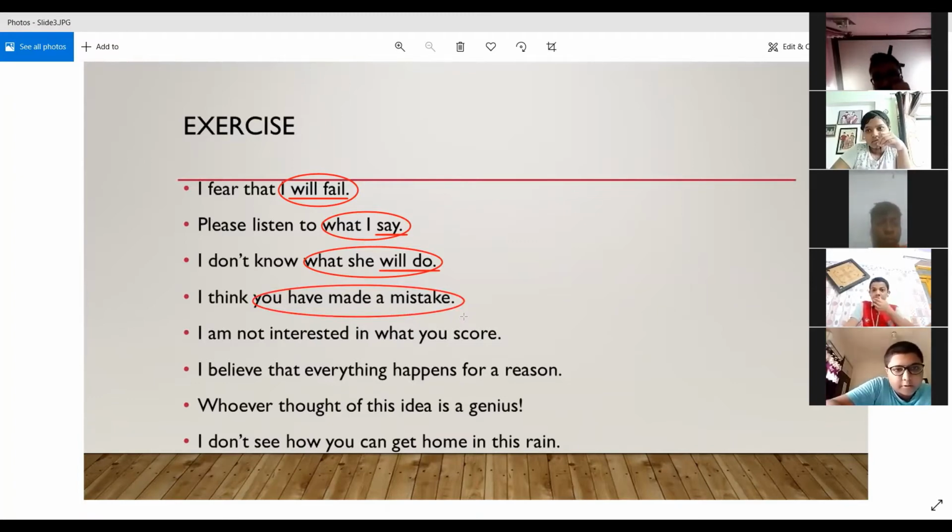Now tell me the verb that is present in this clause so that it can be a clause. Yes, "have made." Have is the helping verb and made is the main verb. So "have made" is the verb part present in it.